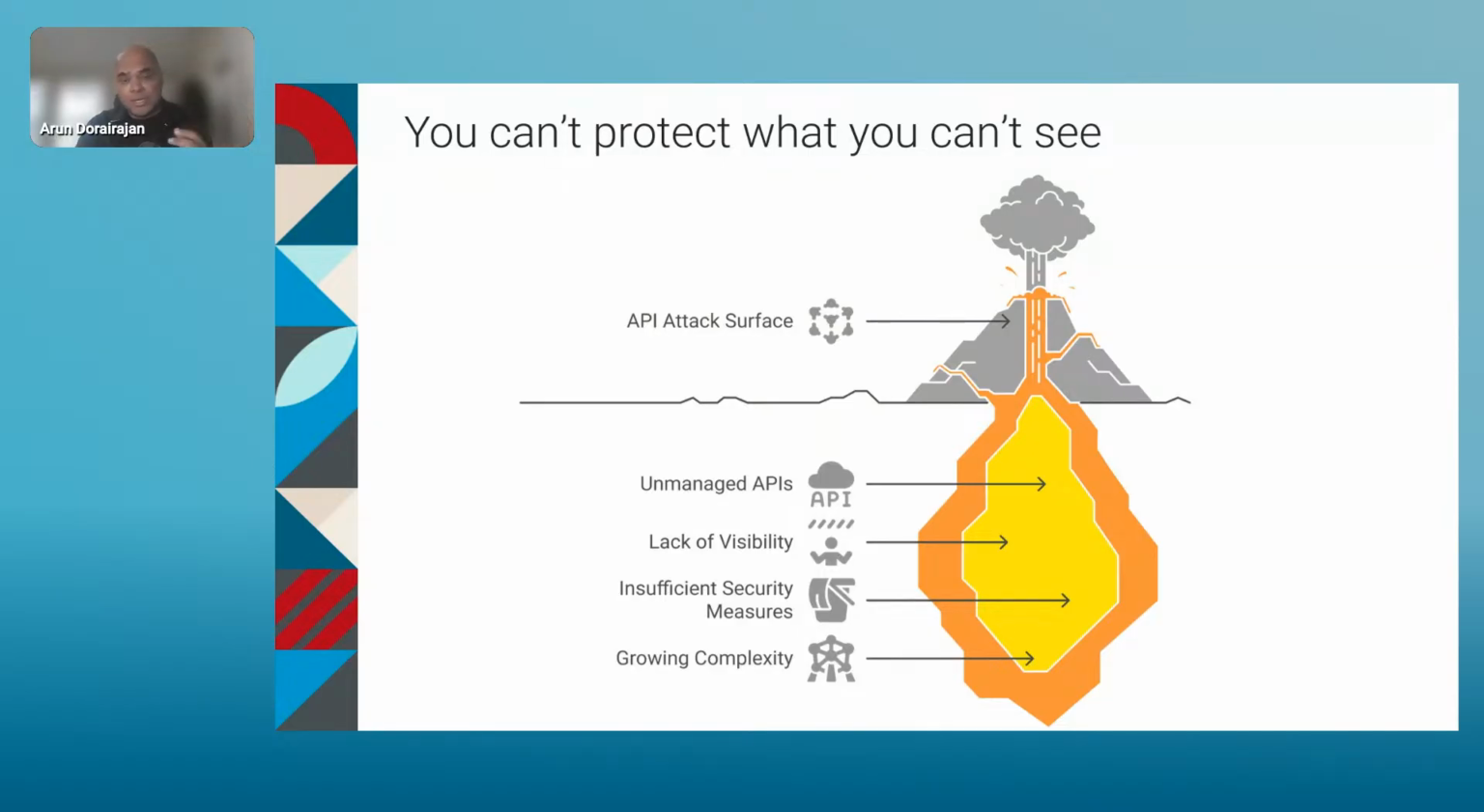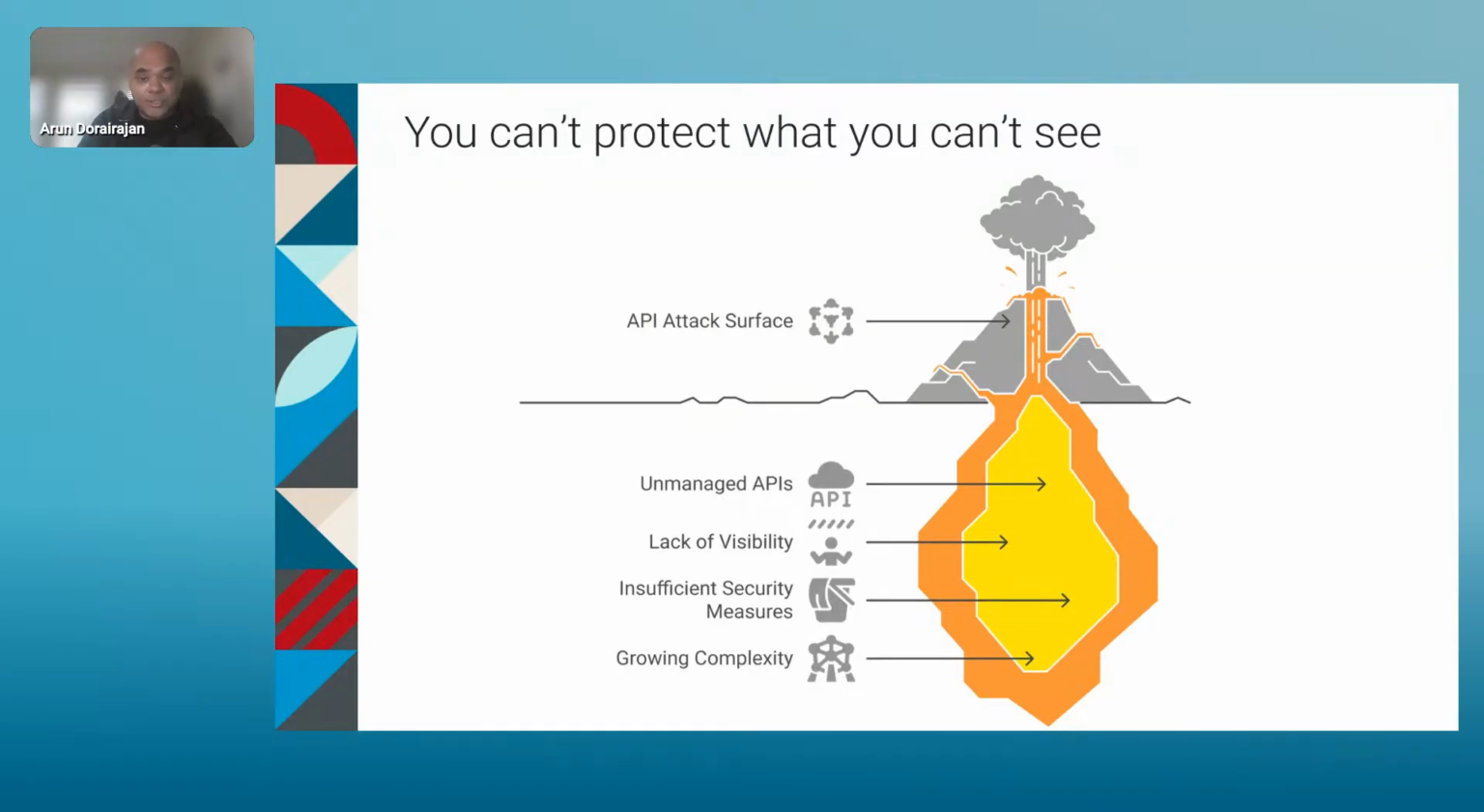And this visual, I wanted to have this, it represents it all. What we see here on the top is just the explosion, the API attack surface. But what causes it lies beneath, and it's what most organizations don't see or manage well. Unmanaged APIs include shadow, zombie, legacy APIs, which never get discovered. There's lack of visibility into who's accessing what and when.